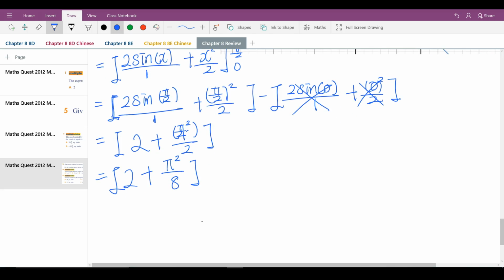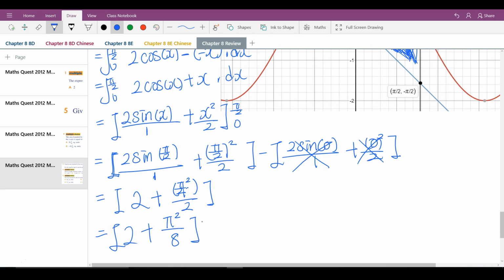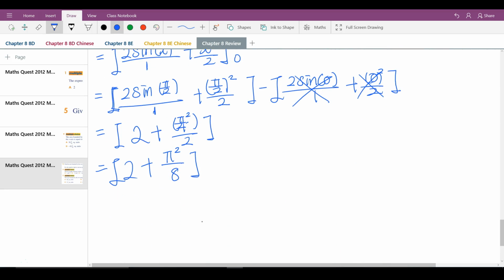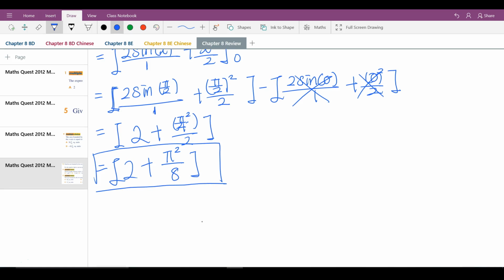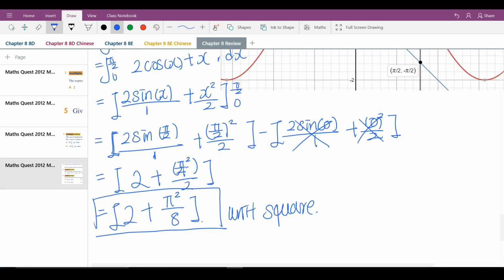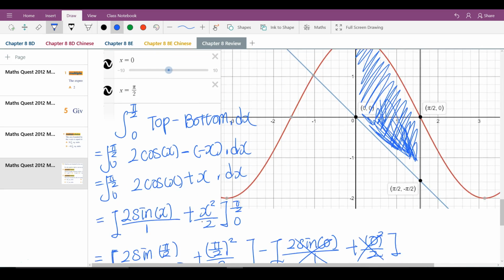Okay. And that's it. That's the area. 2 plus, yeah, that's the area. Alright, I'm just going to leave it like that. I don't want to, you know, put in decimal, make it an exact value. 2 plus pi squared over 8. Right? Yep, that's it. Nothing more. Okay, unit square. Okay, that's the answer for question 16.